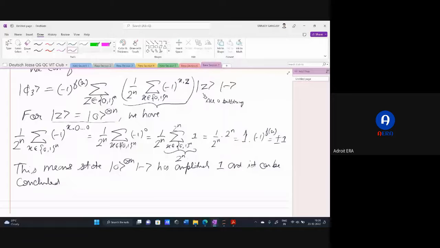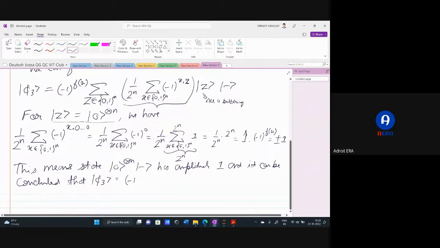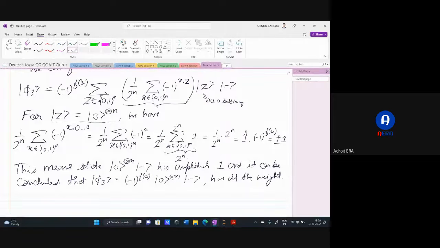Okay, that's where we are taking all the measurement, right? And therefore it can be concluded that ket phi 3 is equal to minus 1 to the power f(x) ket 0 tensored n, and minus has all the weight. Okay, therefore what it is trying to say is that this expression, ket 0 tensored n, everything is concentrated on this expression. That means the factor of amplitude is mostly concentrated on this ket 0 tensored n, and because of that factor of amplitude being concentrated, therefore it is a constant function.